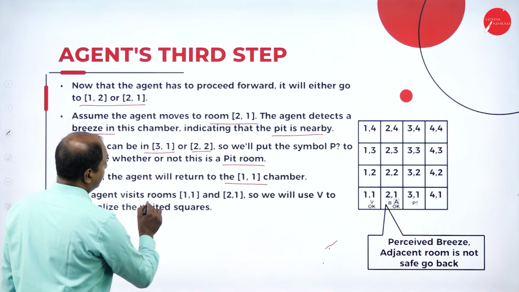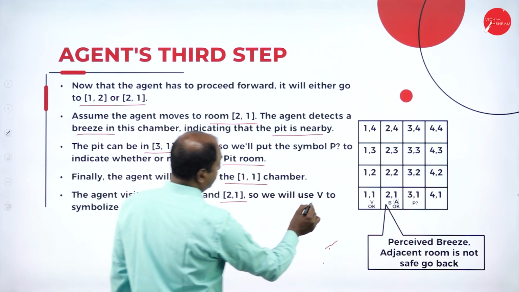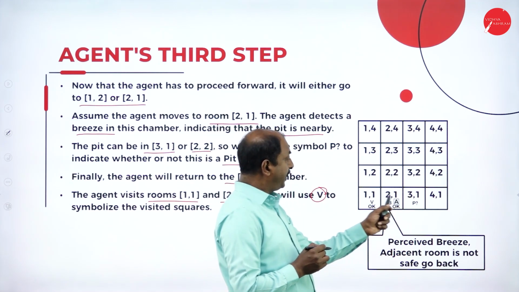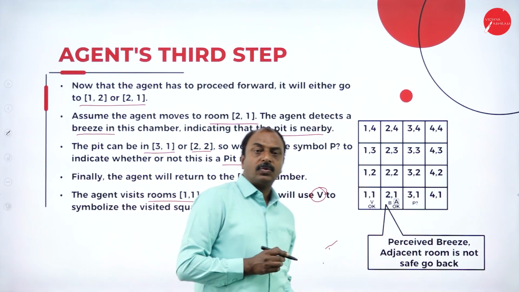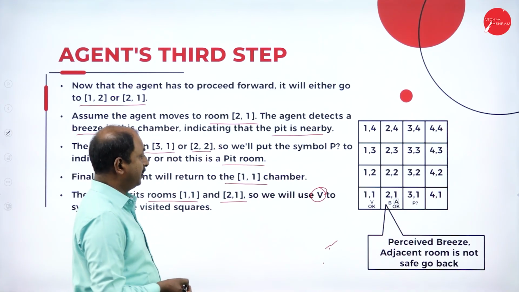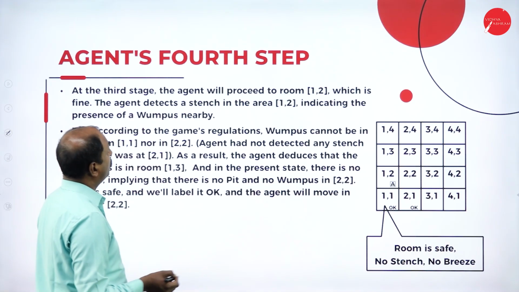The agent visits the room 1, 1 and 2, 1, which we represent with the symbol V. So, he visited 2, 1 and again returned to 1, 1, which we represent with the symbol V. So, that agent has visited those two squares or boxes. That is the next movement. Now, in the next slide, what would be the next movement here?